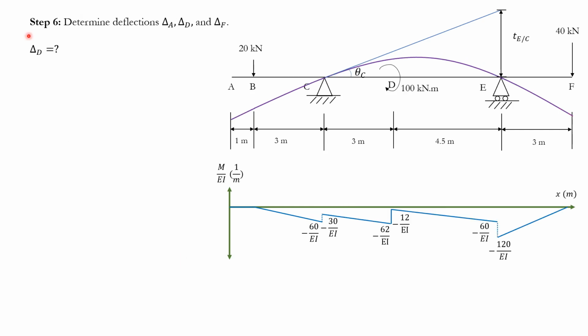For deflections, we can start with any point that we really want. So I'll just start with delta D here. Where's delta D? Well, delta D is the deflection here. So it's from here to here. So if I show it here, that is delta D that we see.